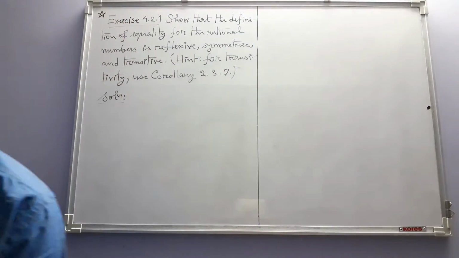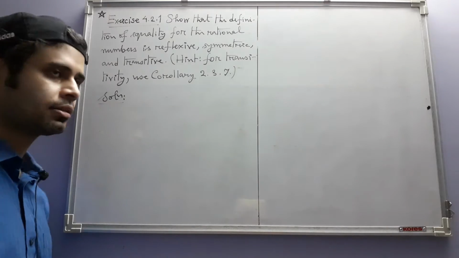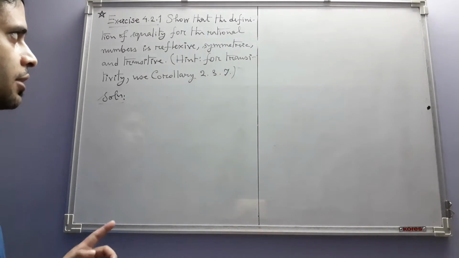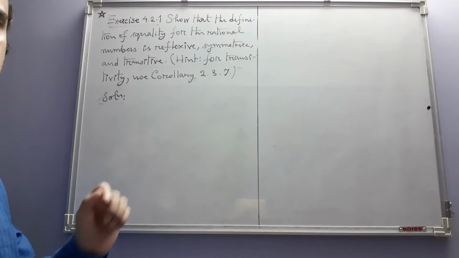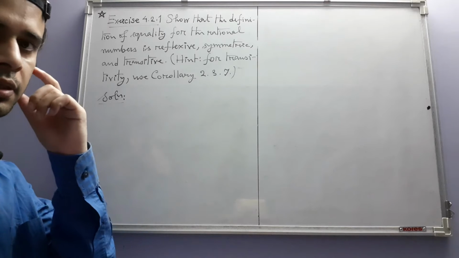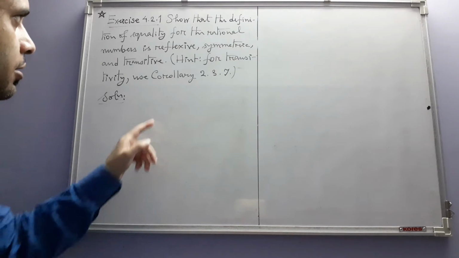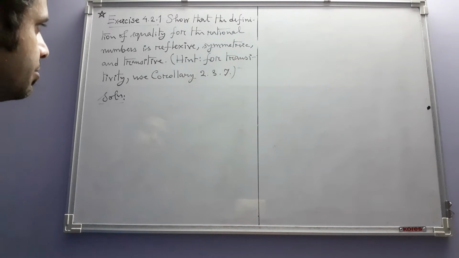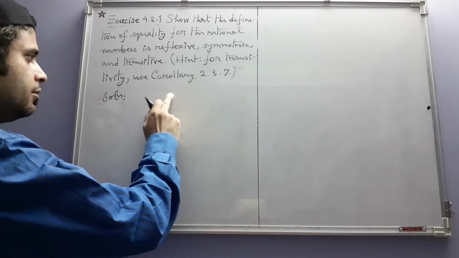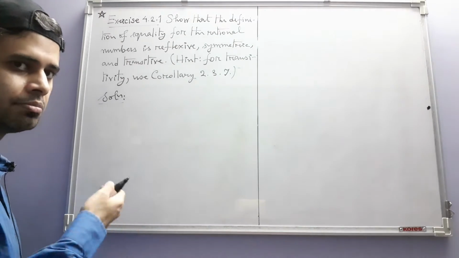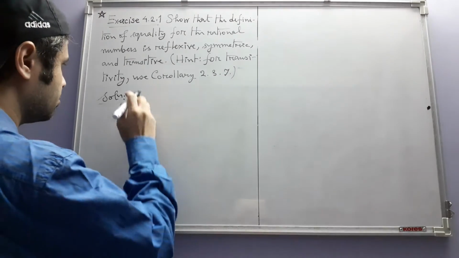Okay, so now we are looking at the exercises at the end of section 4.2. In the first one, we are asked to show that the definition of equality of two rational numbers is an equivalence relation, that it's reflexive, symmetric and transitive. Since we would need three rational numbers to show transitivity, we begin by considering three rational numbers.